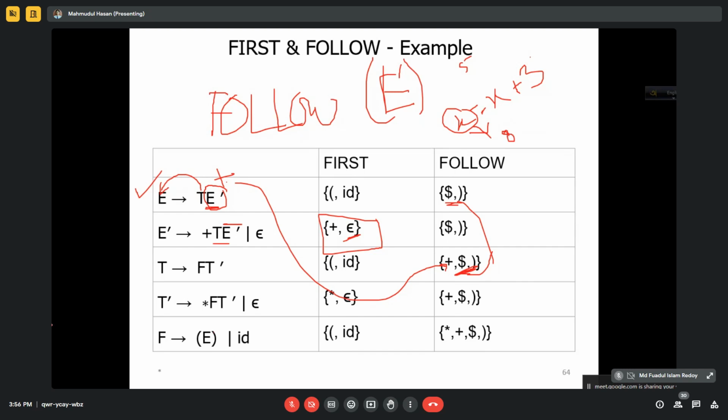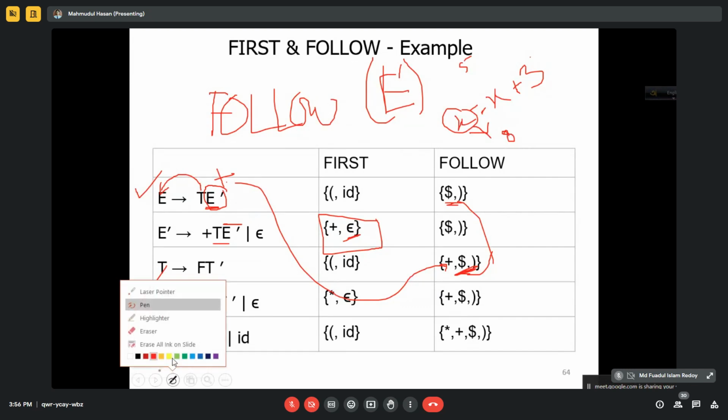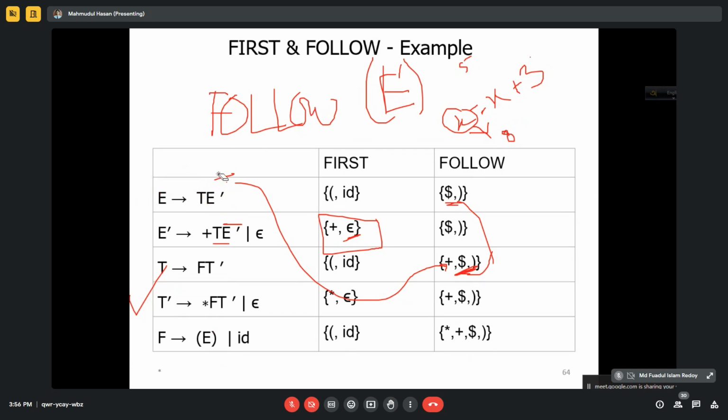Just practice more. Okay, so this one. So now I am trying to find out follow of T dash. Is it? Hello? Yes, sir. Sir, so now, there was another T in our second line, wasn't there?